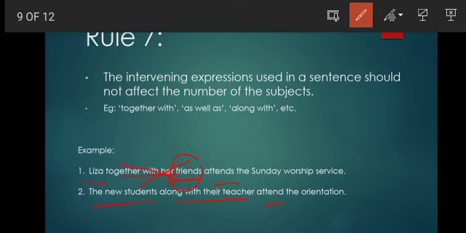Again, we must always ignore the intervening expressions. Ignore along with their teacher. Ignore this intervening expression and focus on the subject, which is the new students. And the new students is in plural form. Therefore, we have to use the word attend. So the sentence is: the new students, along with their teacher, attend the orientation.